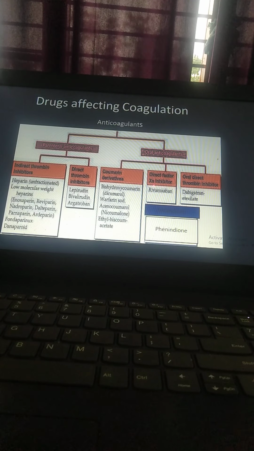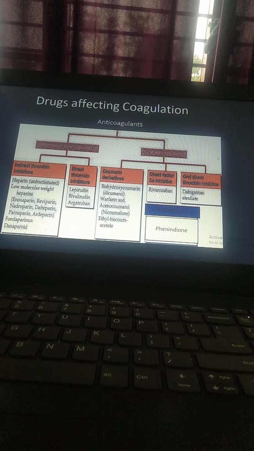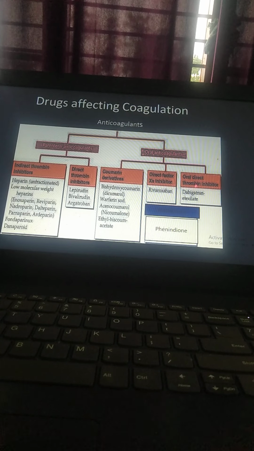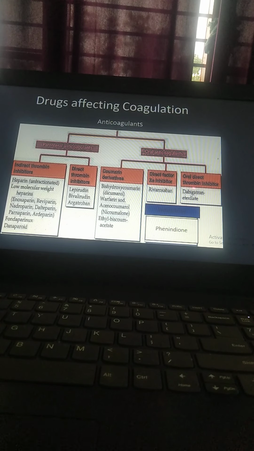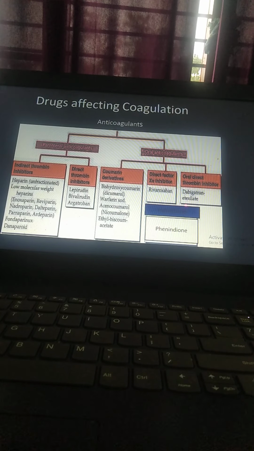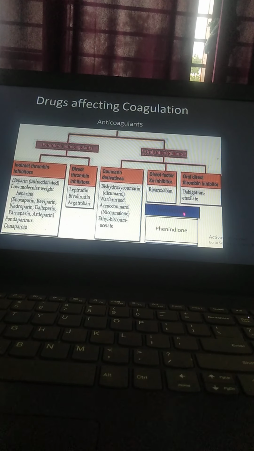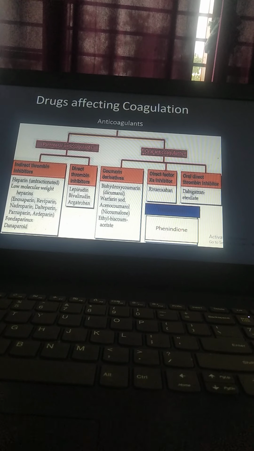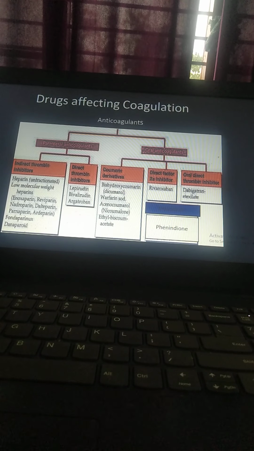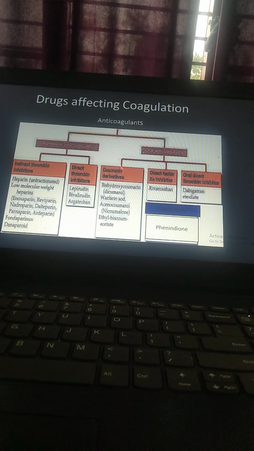Then there is a direct factor 10A inhibitor, rivaroxaban. And then we have oral direct thrombin inhibitors: dabigatran etexilate. And then indandione, we have phenindione. These are the oral ones. You have to remember all of these by heart, and you have to describe the prototype first.